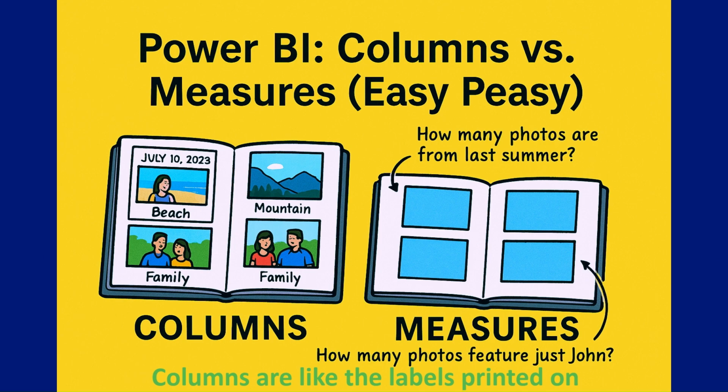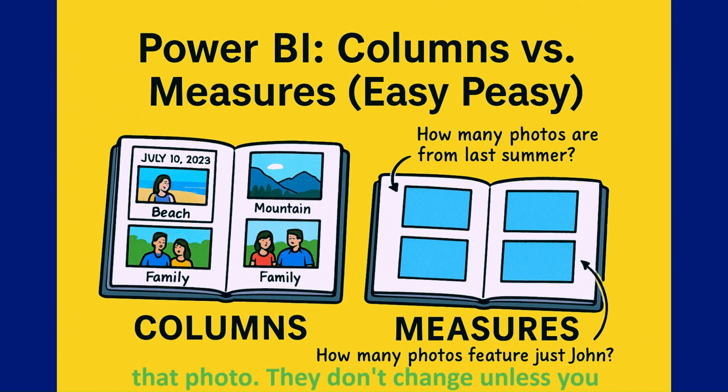Columns are like the labels printed on your photos. Each photo has fixed details like the date it was taken, July 10, 2023. The location, beach, mountain. Who's in the photo, John, Jane, family. These are permanent facts attached to that photo. They don't change unless you go back and edit them.